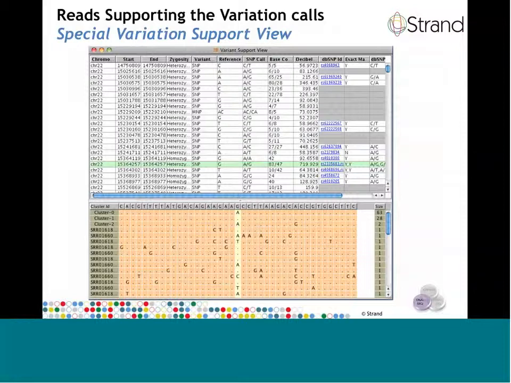So for each SNP and indel that is detected, it's important to be able to verify the accuracy of the SNP call. There are various ways this can be done, and the score is one of them. One other particular way we would like to share with you is through a specialized view we call the variation support view. In this view, it is possible to see a summary of the reads that support the variation call in a manner that's still compact and insightful.